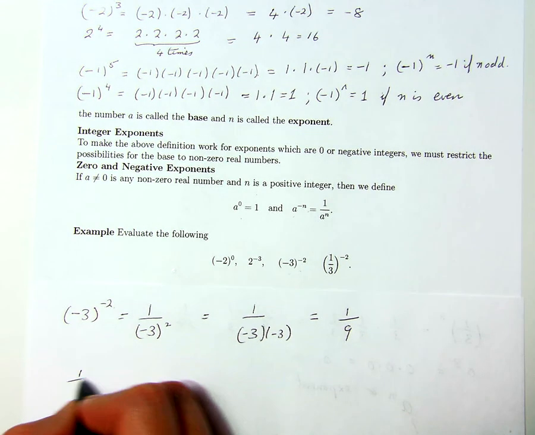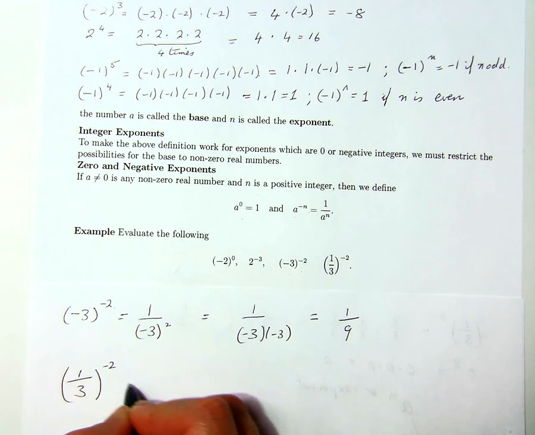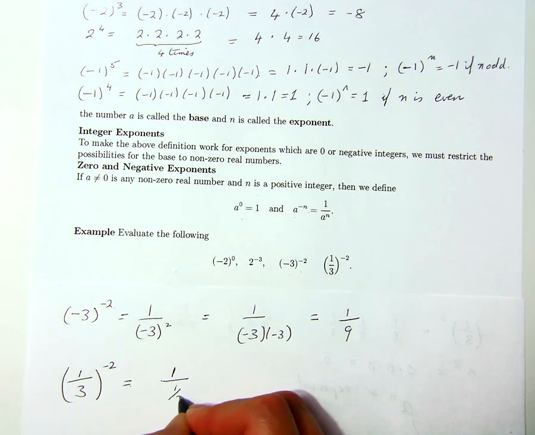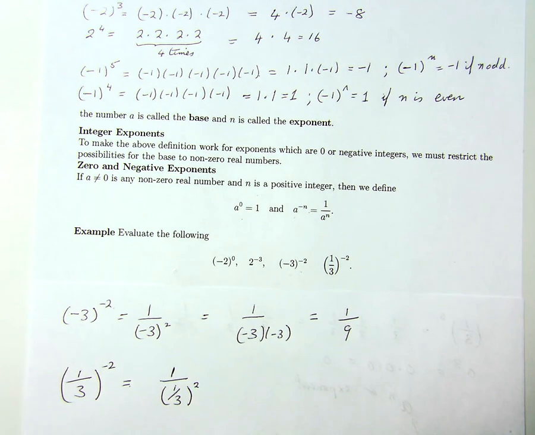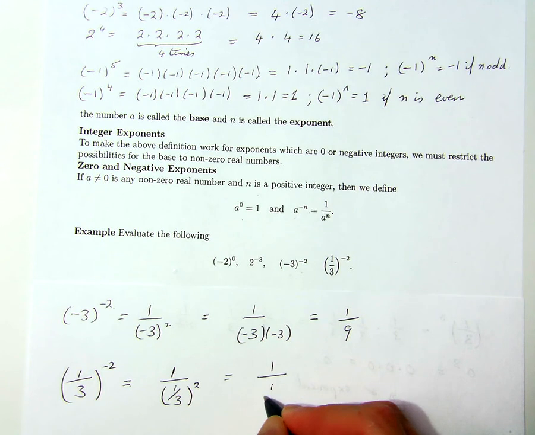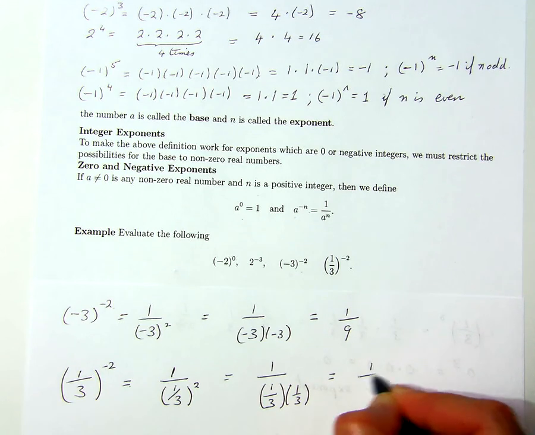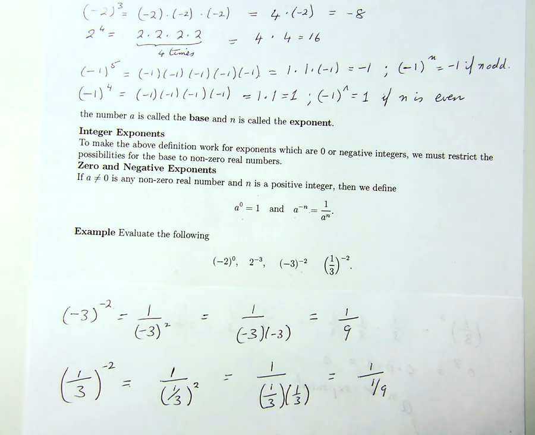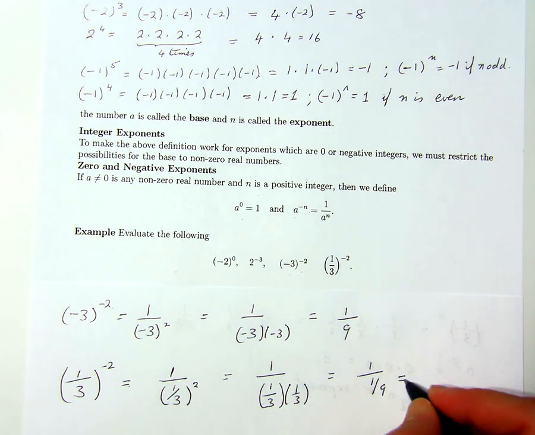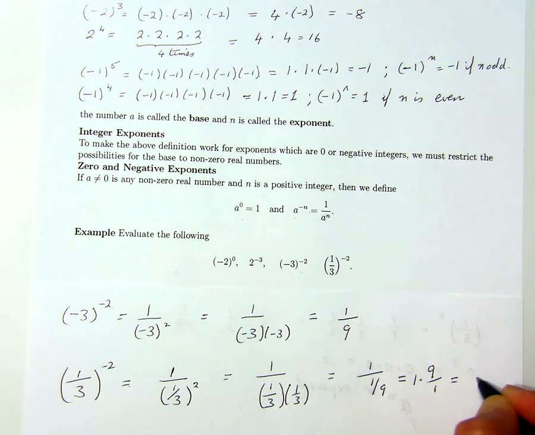1 over 3 to the minus 2. It's just a little tricky. According to the definition, a is 1 over 3 here, so it's 1 over 3 to the power of 2. And that's equal to 1 over 3 times 1 over 3. And that's 1 over 9. And now, of course, according to the rules of fractions, we turn this fraction upside down, and we get that that's equal to 1 times 9 over 1, or just 9.